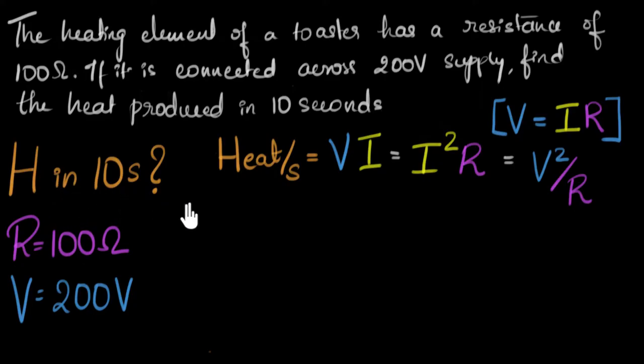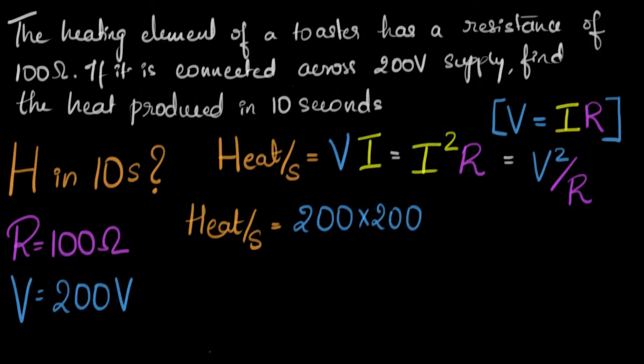So it would be a great idea to pause the video right now and see if you can try this yourself. All right, let's do this. So heat produced per second. I'll go with this one because we know the voltage and the resistance. So voltage is 200, so that's 200 squared, right? That's 200 times 200, divided by R. I know we can cancel some zeros, that's why I write it as 200 times 200 instead of 200 squared. So I can cancel two zeros over here.